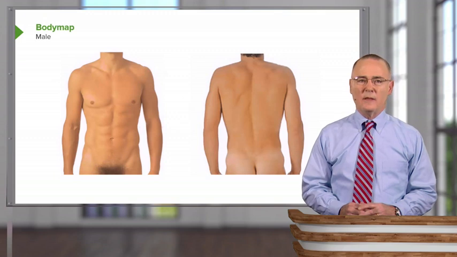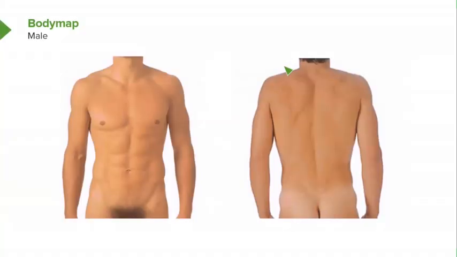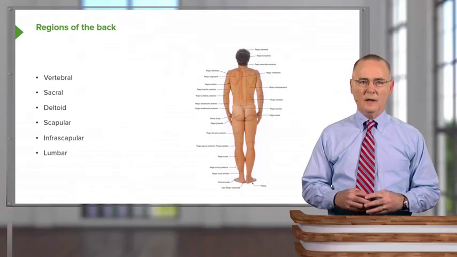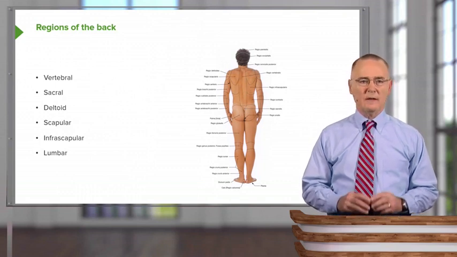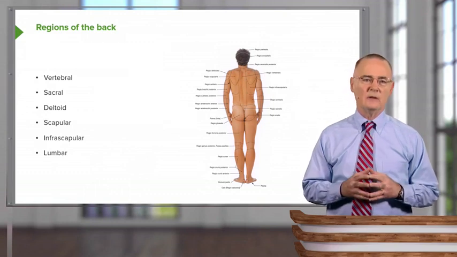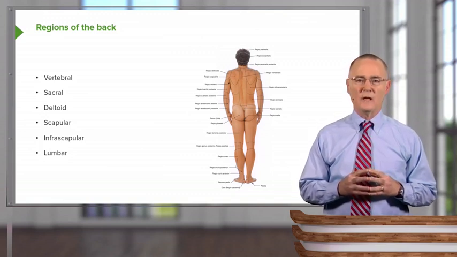We'll begin with a body map, and the focus here would be on the image to our right. And so we want to look at the relevant anatomy topographically in this particular view. So let's start with defining the regions of the back, and we'll take a quick look at the vertebral region, sacral region, deltoid region, scapular region, infrascapular region, as well as the lumbar region.